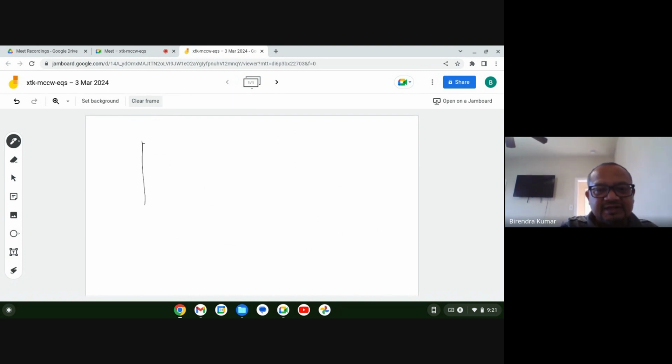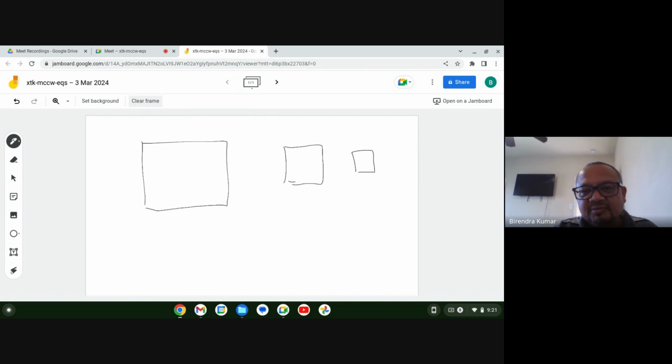See, let's say, if you look at a square, your square can be big or small. And here we are saying perimeter is the length of the entire boundary. So look at this boundary here for this square versus the length of the boundary here versus the length of the boundary here. What I said was it will be 4 times length.